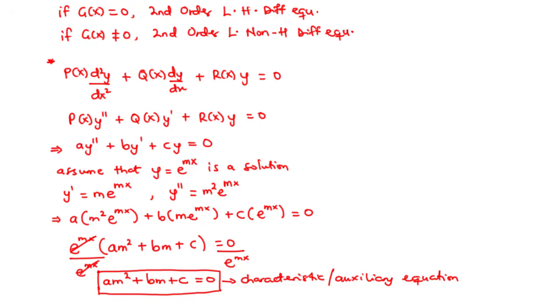Now we can do this either considering the method of factorization, or better still, using the quadratic formula. So assuming you are using the quadratic formula, then you can find the roots of the auxiliary equation to be equal to negative b plus or minus the square root of b squared minus 4ac, all divided by 2a. So plus gives you one root, and then minus also gives you the other root.